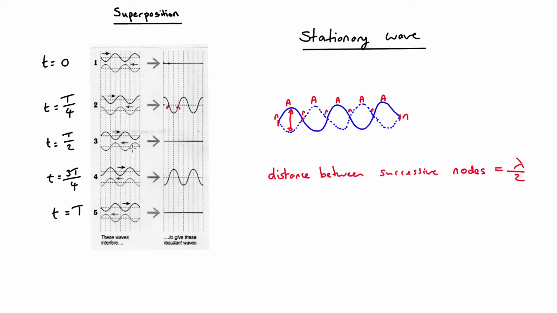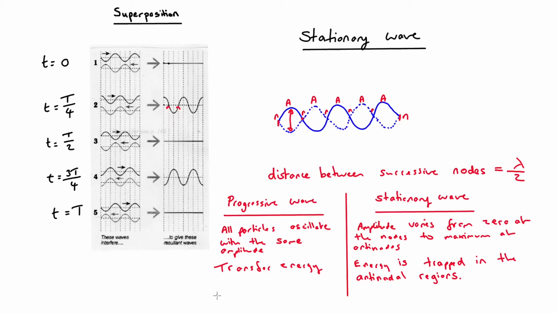The other thing to realise is that, of course, we've said right at the start of this topic that progressive waves transfer energy. So if you look at these two progressive waves here, the top one is transferring energy to the right, the bottom one is transferring energy to the left. But when we form the stationary wave pattern, there is no overall transfer of energy at all, and in fact energy is trapped in these antinodal regions. So a progressive wave will transfer energy, a stationary wave will trap energy in the antinodal regions. Okay, so we've summarised a couple of differences between progressive waves and stationary waves.